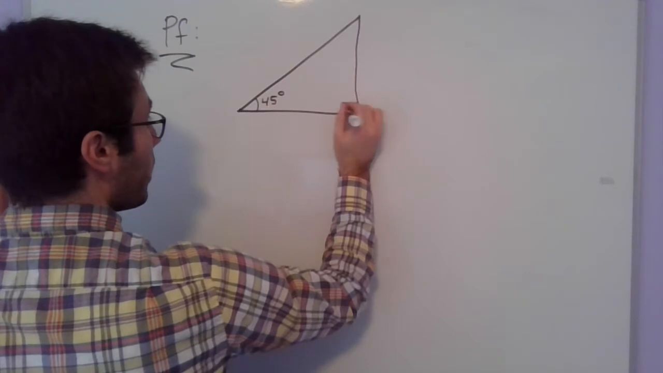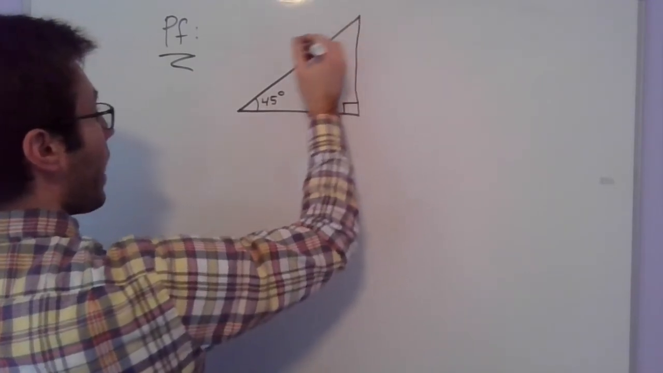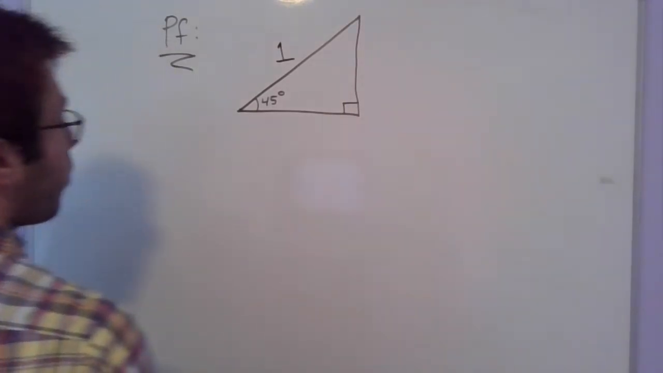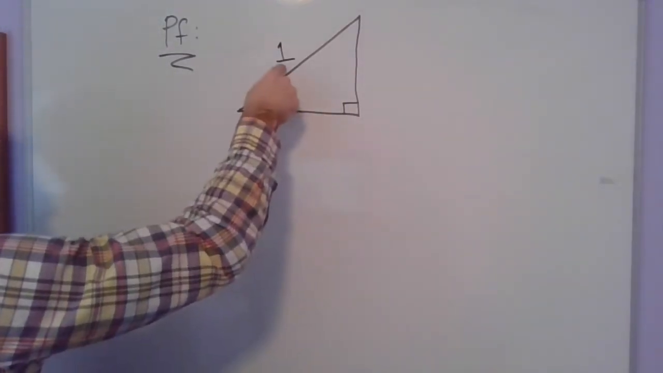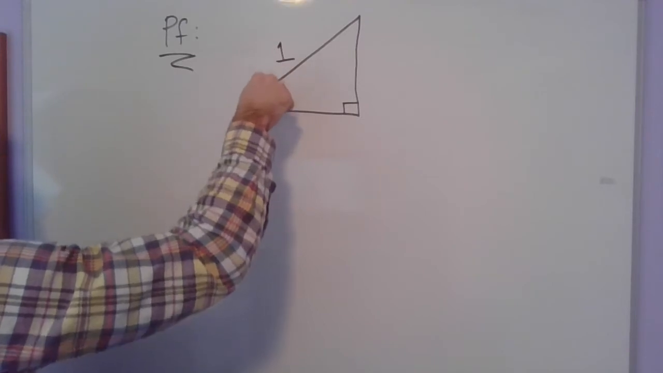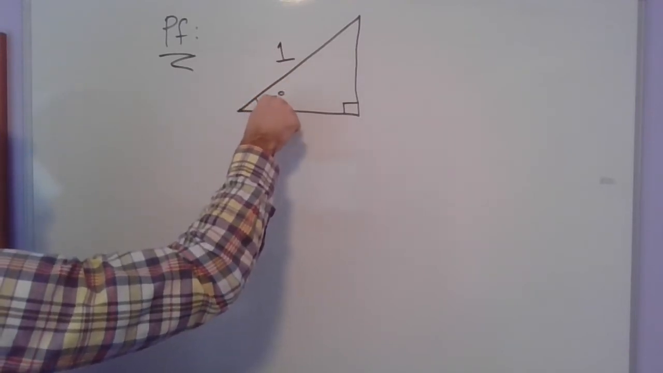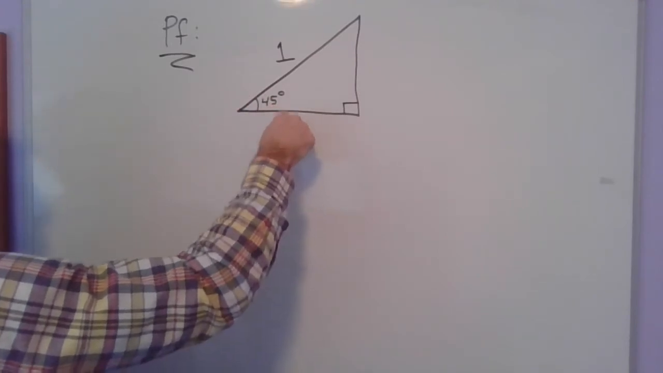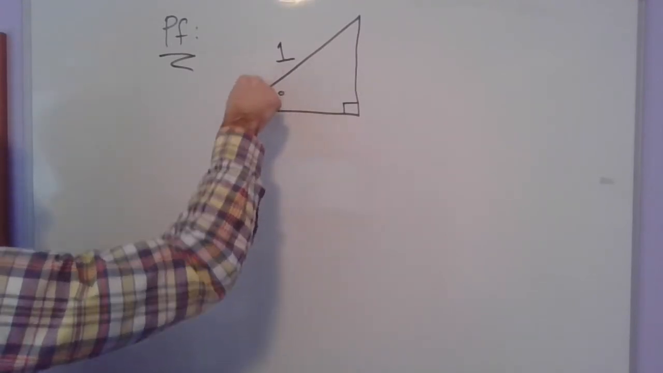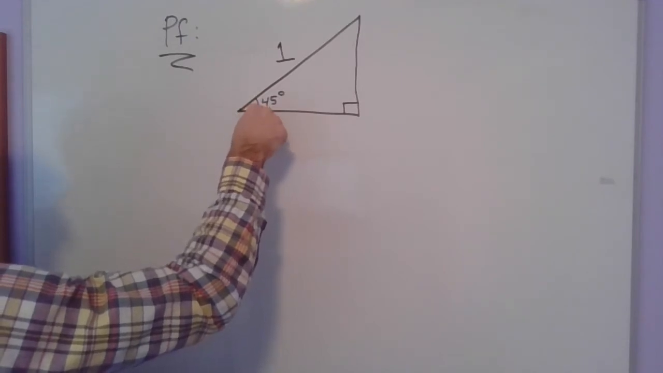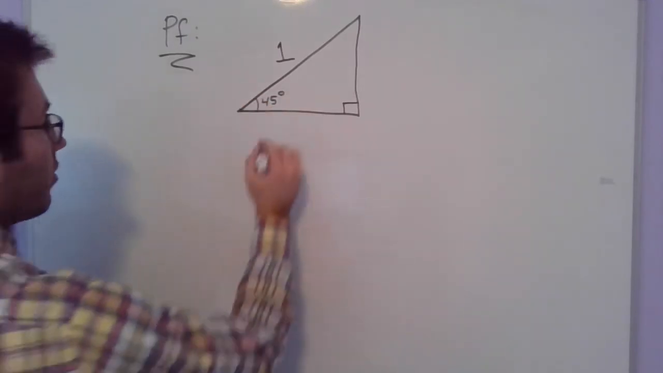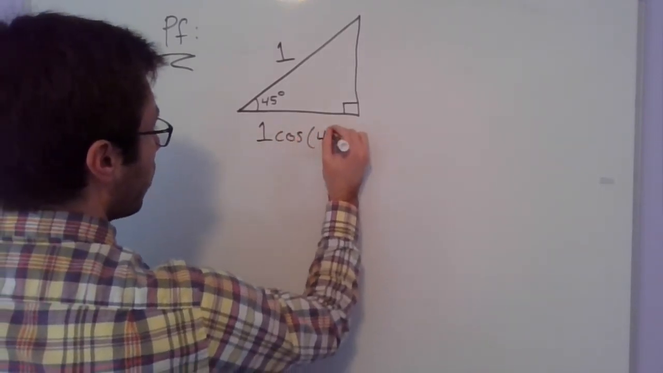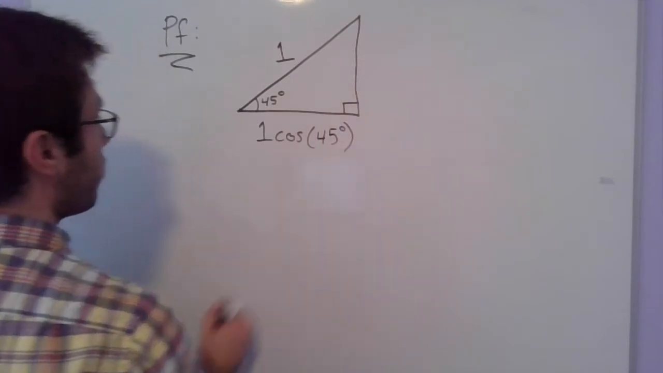This would be my perpendicular. I don't know what that is. This is my radius of 1. Now, if you consider this to be my hypotenuse, I'm going to go 1 times cosine of 45 degrees, and that would be this side length right here. If I take my hypotenuse times the cosine of the angle that is attached to it, that will always give me my adjacent side. And that's because of projections. So this would be 1 cosine of 45 degrees right here.